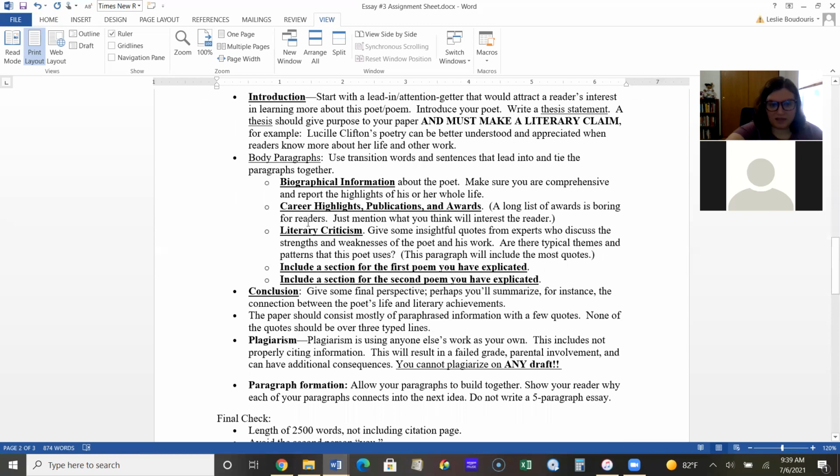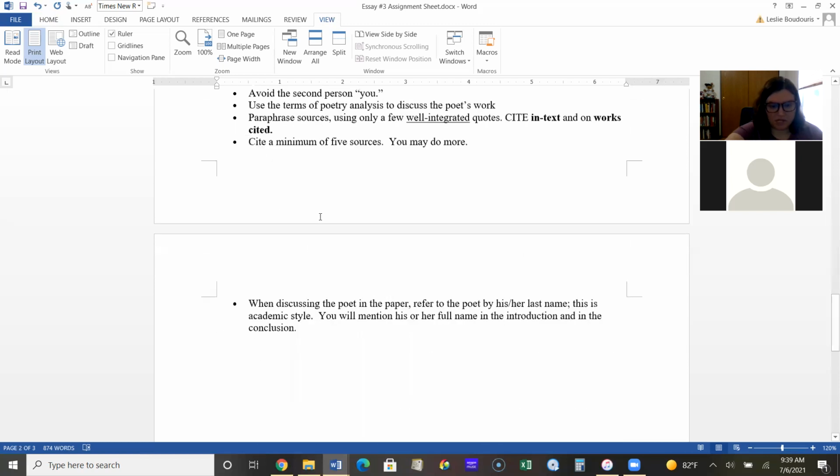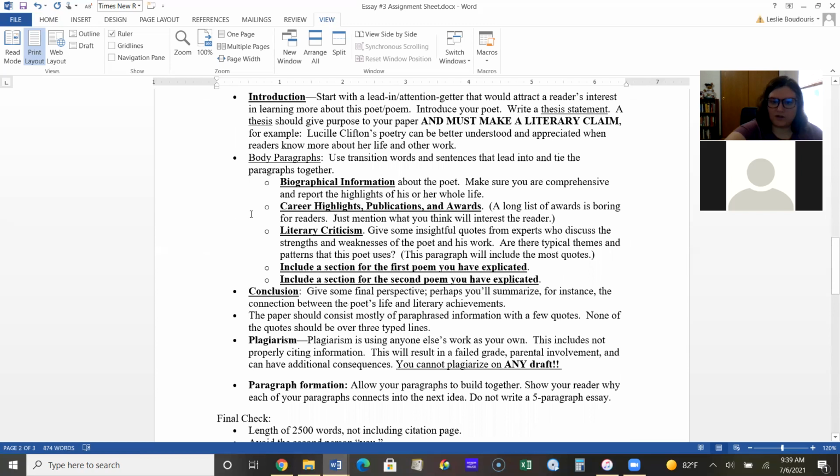This here on the second page of the assignment sheet is really the breakdown of the format of the entire essay. So your introduction will start with a lead-in attention getter that would attract the reader's interest in learning more about this poet or poem. Again, you're always writing for an audience. Then you'll introduce your poet. You will have a thesis statement, a claim. You make a literary claim, and I have an example here.